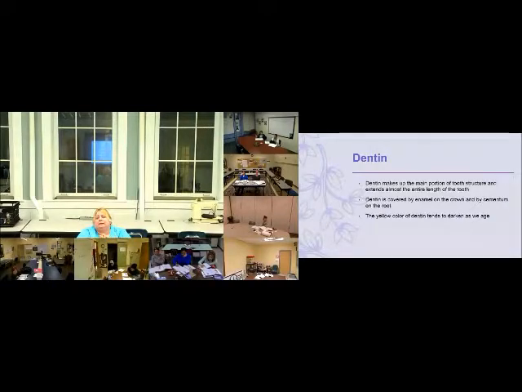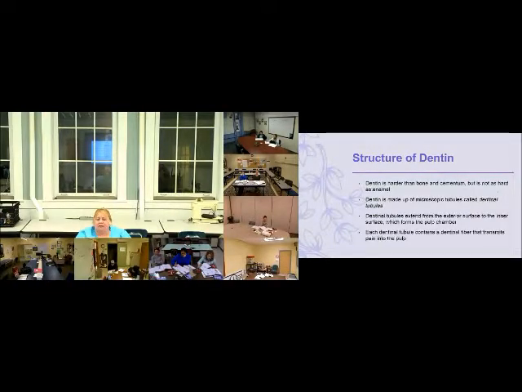The dentin is covered by enamel on the crown and by cementum on the root, and it is yellow and tends to darken as we get older. Dentin is harder than bone and cementum, but is not as hard as enamel. So enamel is the hardest substance in the body, and then dentin is next, and then bone, and then cementum.